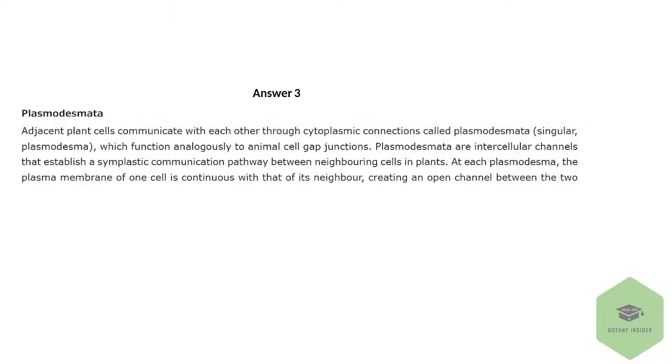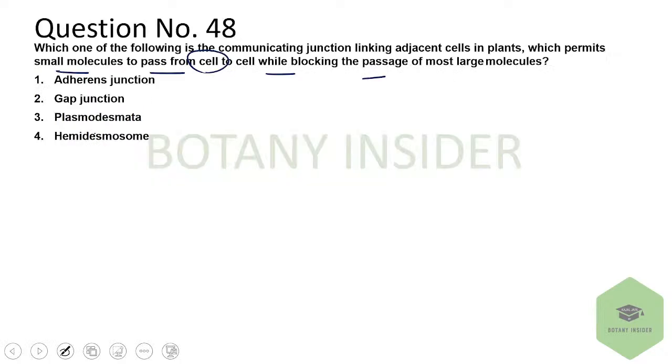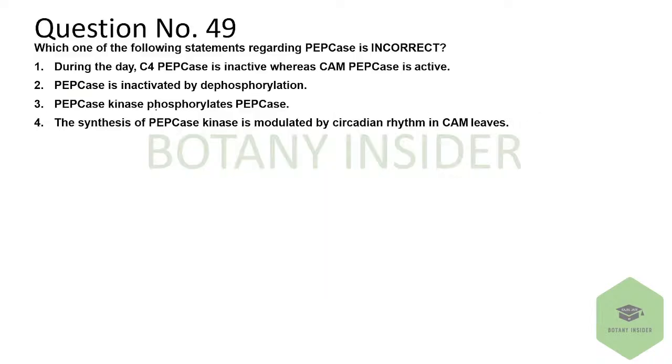Very simple question. Answer for this is plasmodesmata. So, which of the following is a communicating junction linking the adjacent cells in the plants, which permits the small molecules to pass from cell to cell while blocking the passage of most of the large molecules? Answer for this is option number 3. The plasmodesmata is the correct answer.